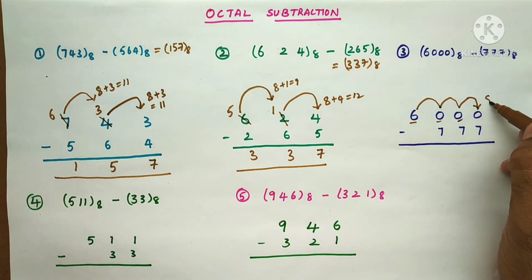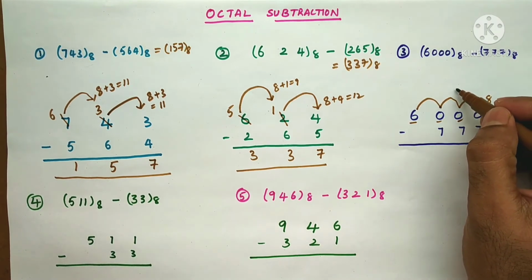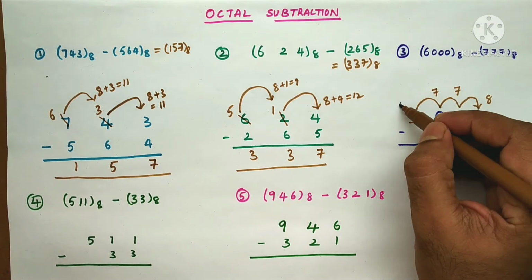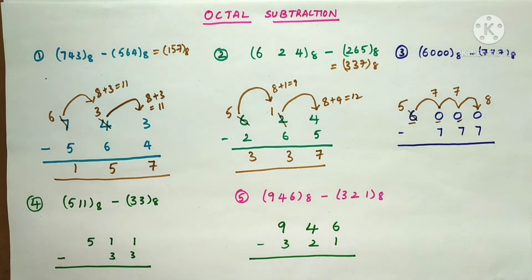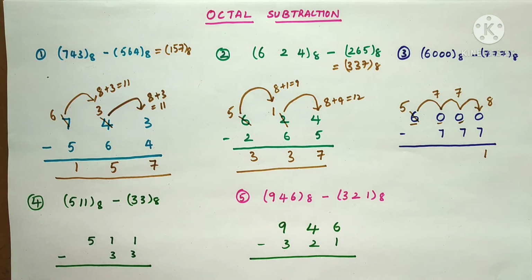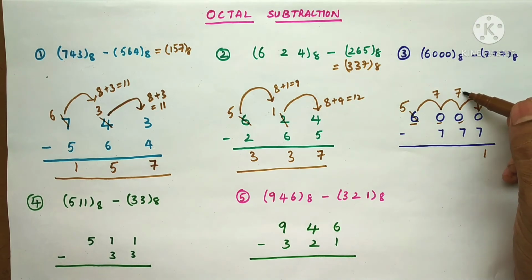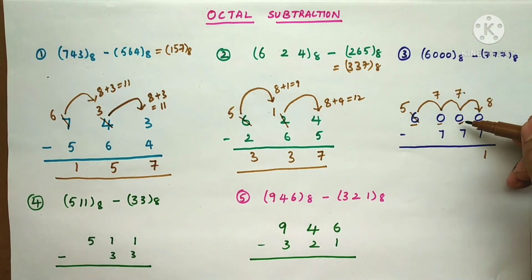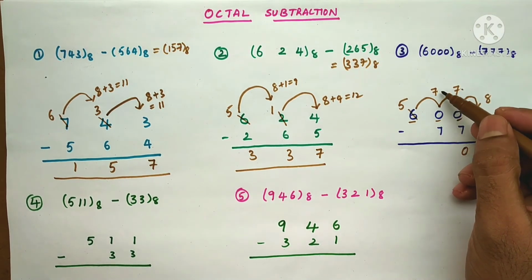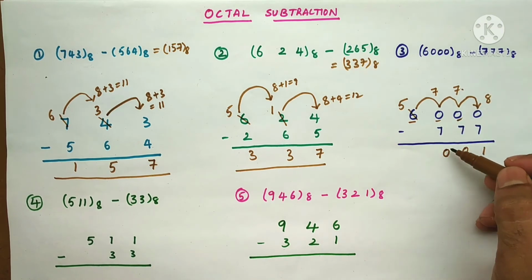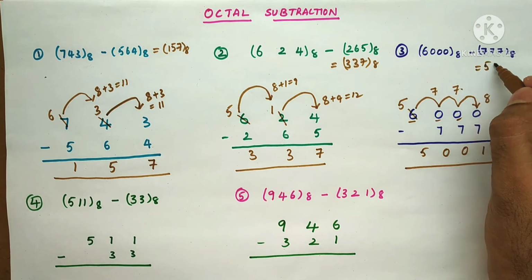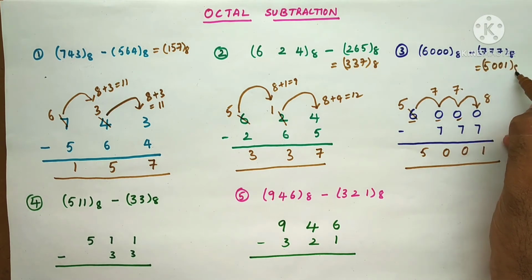The value here will be 7. Here the value will be 7. Here the value will be 7. Here the value will be 5. Okay. So 8 minus 7 is 1. 7 plus 0 is 7. 7 minus 7 is 0. 7 plus 0 is 7. 7 minus 7 is 0. 5 here. So this is the value. It is equal to 5001 base 8.